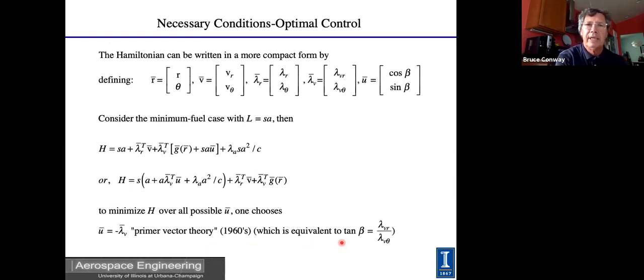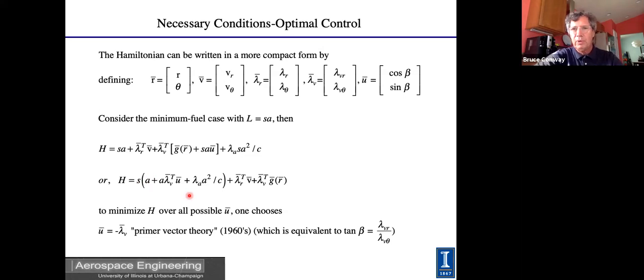Now, let's write the Hamiltonian in a little more compact form by forming these vectors, one for position, one for velocity, one for co-states corresponding to the position coordinates, and one for co-states corresponding to the velocity coordinates, and let U be represented by the cosine and the sine of the thrust pointing angle. Then, if we use a minimum fuel case with this cost function that I showed you on the previous slide, then here's the new Hamiltonian. And if I rewrite that to isolate the throttle parameter, you get this expression.